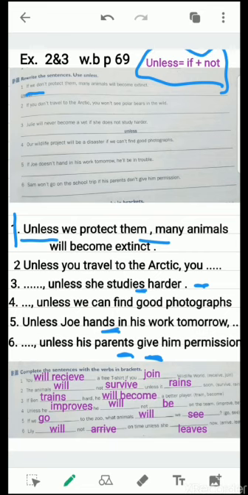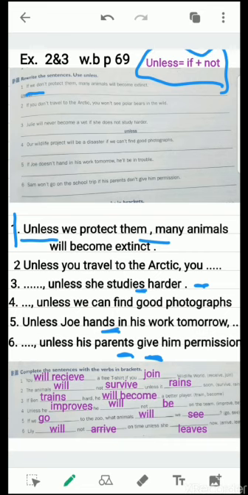Exercise number 3. Complete the sentences with the verbs in the brackets. So we have to correct the verb. Verb in bracket, we have to write it with the suitable verb tense, either present simple or future simple. You will receive a free t-shirt if you join Wildlife World. The animals will not survive unless it rains soon.